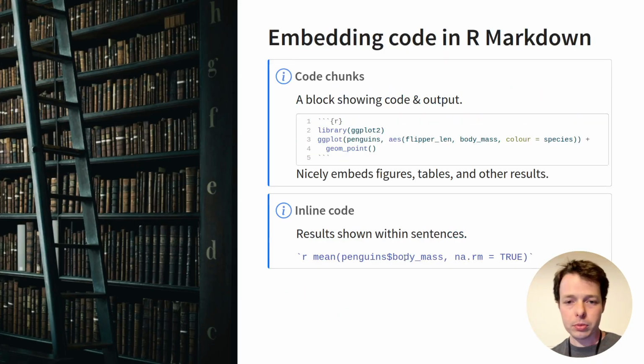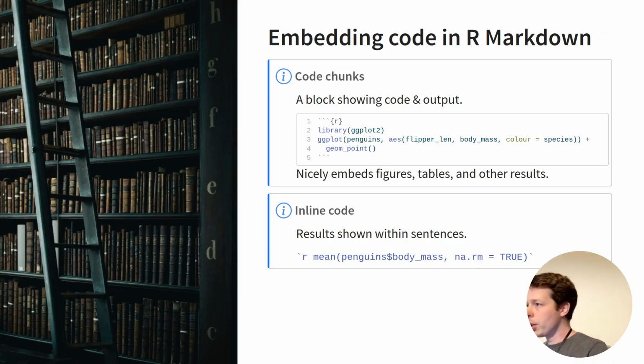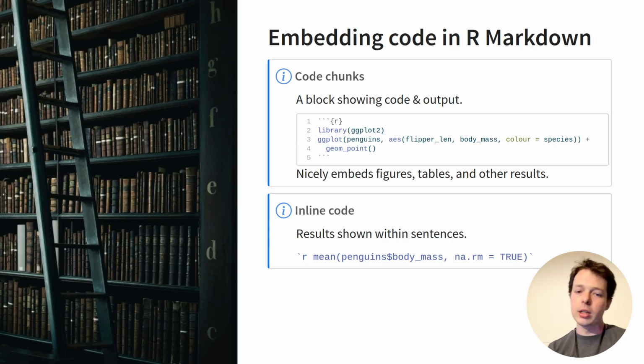The code side of this can be entered in 2 ways. The first is with a code chunk. That's a block of code which returns a main output. So that's good for tables or figures. In this case, I'm using ggplot to plot some penguins, and there we can see the mass for that question that we needed. So this will nicely embed the figure immediately in context with where the code was.